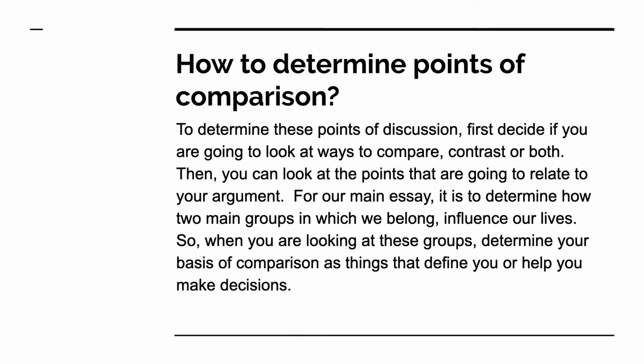So how do you determine the points of comparison? To determine these points, first decide if you're going to look at ways to compare, contrast, or both. And then you can look at the points that you're going to relate to your argument. So for our main essay, the goal is to determine how two main groups to which we belong influence our lives. So when you're looking at these groups, determine your basis of comparison as things that define you or help you make decisions. So those are how you're going to determine those points of comparison.